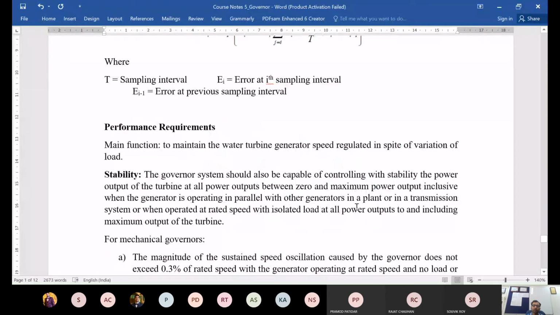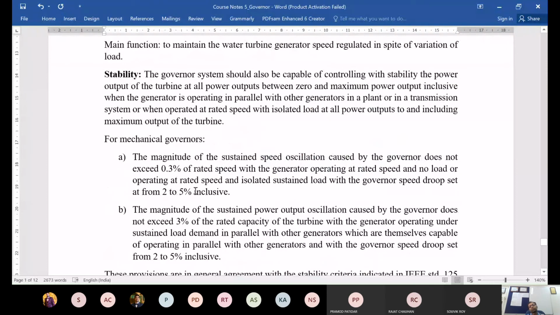So that is for a mechanical governor. The speed group characteristic is between 2 to 5%, and the variation in terms of the oscillations of the speed should be in this range. And the second case now, it says here the magnitude of the sustained power output oscillation caused by the governor does not exceed 3% of the rated capacity of the turbine, with the generator operating under sustained load demand in parallel with other generators, which are themselves capable of operating in parallel with other generators, and with the governor speed group set from 2 to 5% increase.